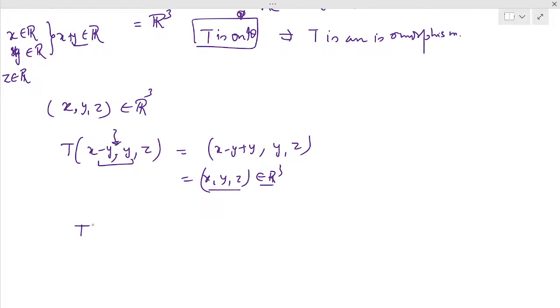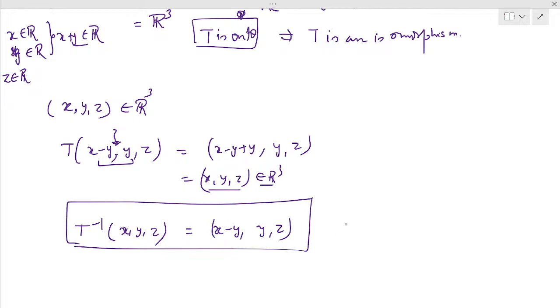And this gives me the freedom of saying that, since this is my isomorphism, one-one and onto-ness is there. If one-one and onto-ness is there, then I can say that my T inverse would be defined. And what is my T inverse? T inverse of xyz would be equal to x minus y, comma z. So this is how you can define your inverse as well. I hope it is clear.